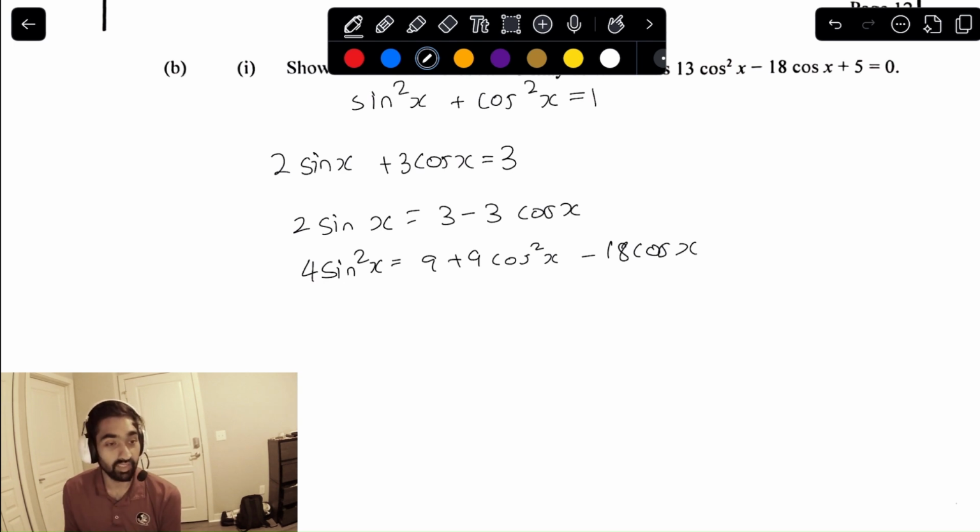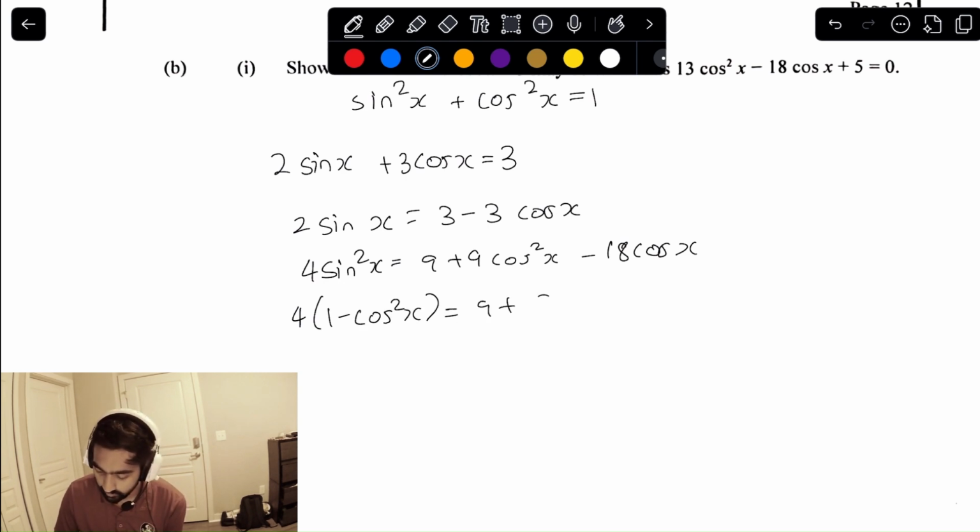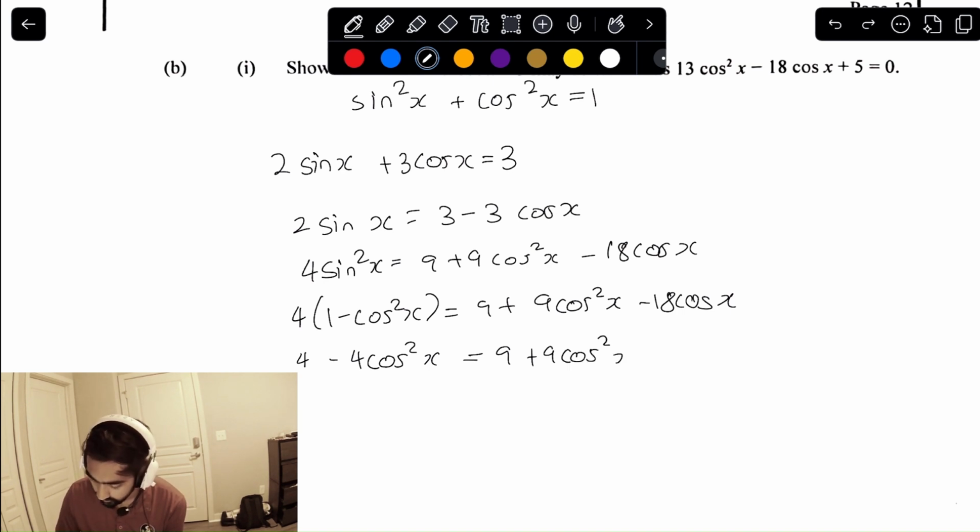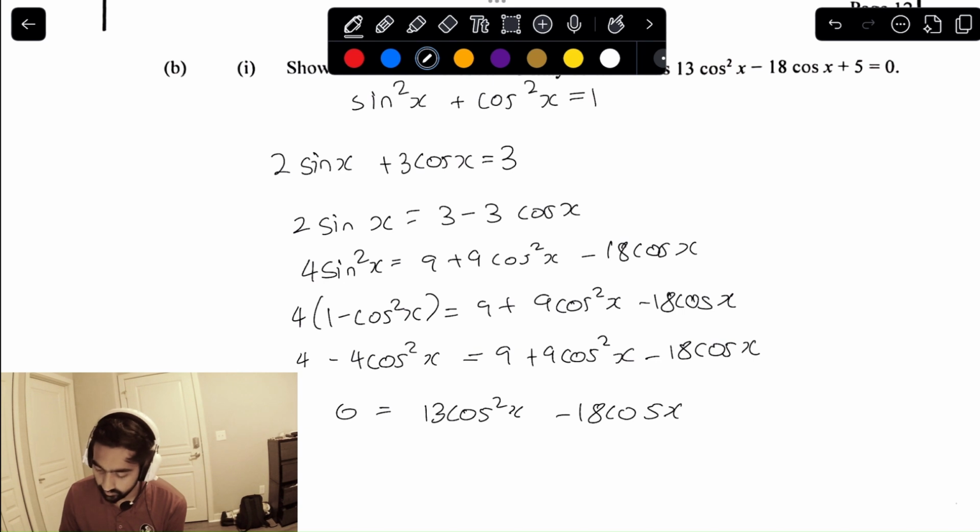Now, the way I expanded this right hand side is a minus b all squared, so that's a squared plus b squared minus 2ab. Now what I'm going to do is say, okay, this is 4 times 1 minus cosine squared x equal to 9 plus 9 cosine squared x minus 18 cosine x. And then, okay, this is 4 minus 4 cosine squared x is equal to 9 plus 9 cosine squared x minus 18 cosine x. And then if I just collect the terms on the right hand side, I get 0 is equal to 13 cosine squared x minus 18 cosine x plus 5. And that's the exact equation that we're asked to show.